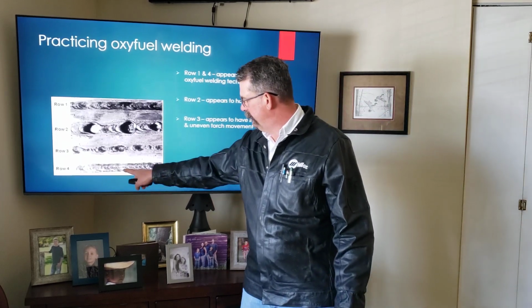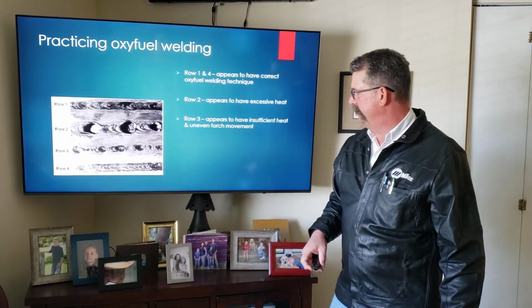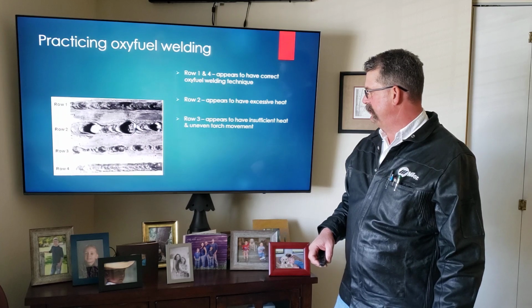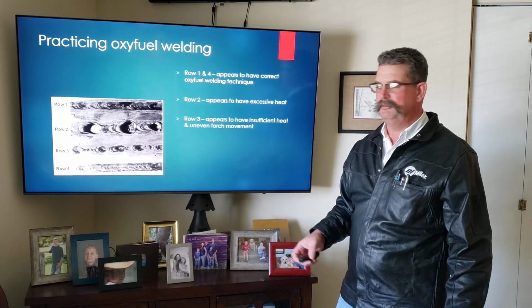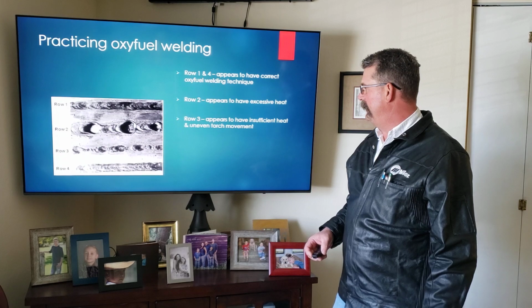We have a little bit of elongation in the weld there, which shows that you may have increased your travel speed a little more than what you should have during that weld.